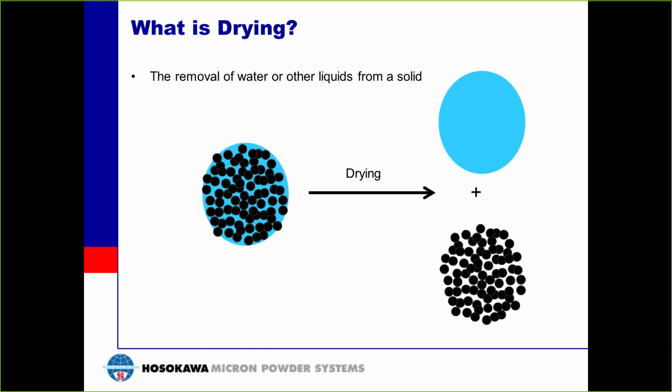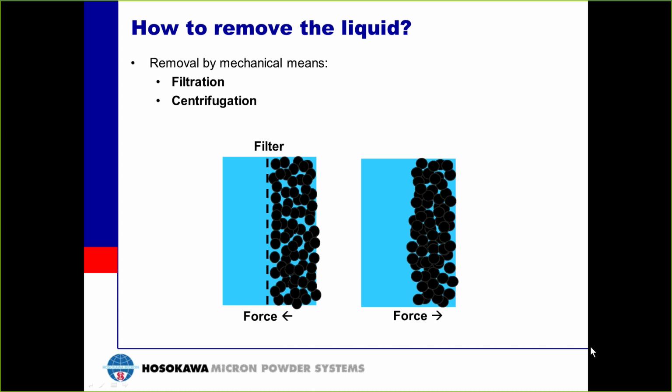So to begin, what is drying? Quite simply, drying is the removal of water or other liquids from a solid. So you'll start with the liquids and the solids mixed together, and you'll end up with two separate finished products, a liquid and a solid. So how do you remove this liquid from this solid?